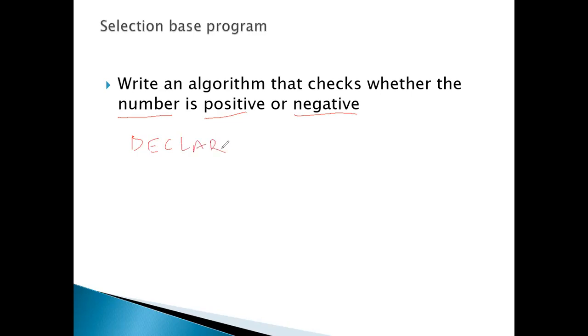Declare is a keyword which tells the computer which variable I will use in this program. Okay. Declare is a keyword. What about the next word? After declare, you have to write the variable name. So what is the variable name? Number. Okay. What should I write next?